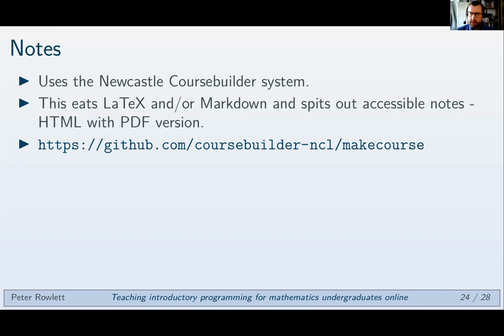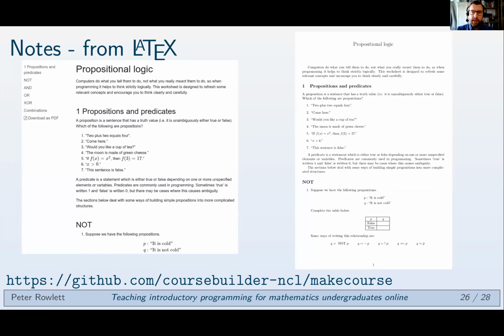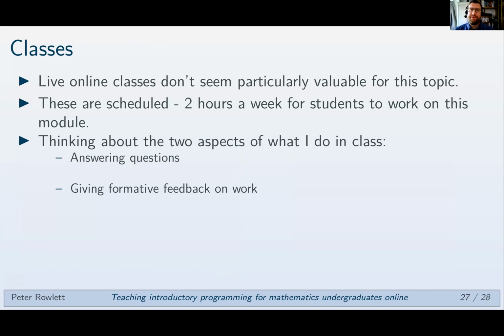So I'm doing this for various of my modules. And anyway, this is the sort of thing. This is a Markdown file. The thing on the left is the HTML output. The thing on the right is the PDF output that it produces, which is a perfectly nice little Markdown compiler. And then this is a LaTeX file, one of my propositional logic reminder sheets. And again, it's HTML on the left, PDF on the right. It seems like a nice system. So I've got the notes sorted, or I know what I'm doing with them.